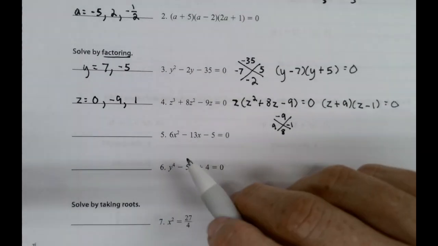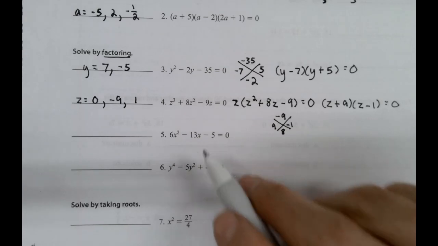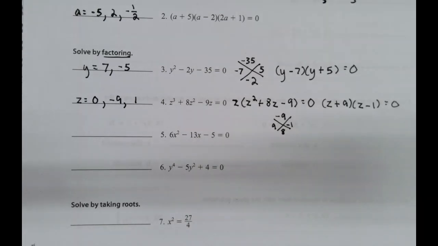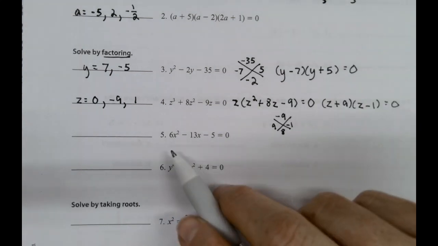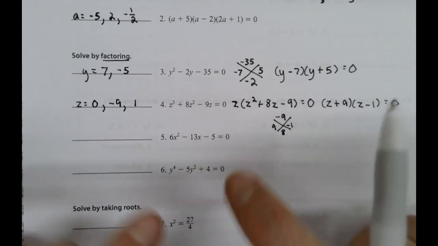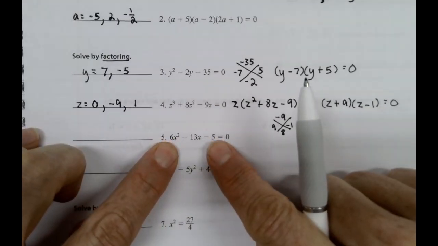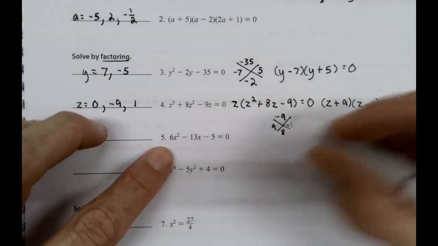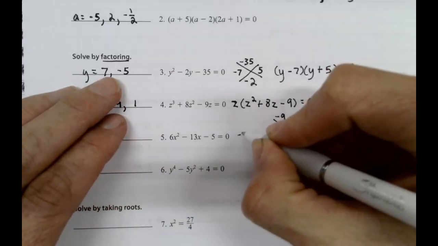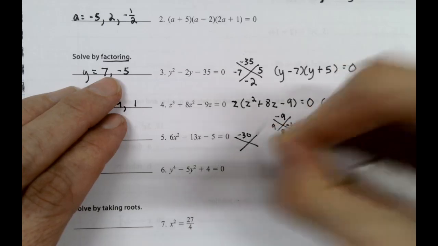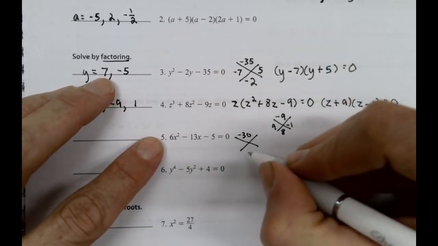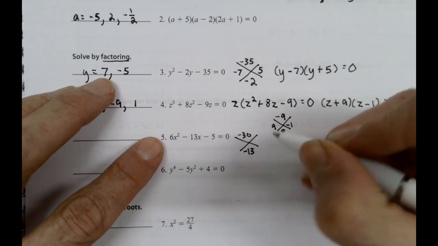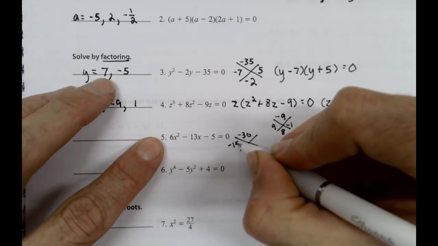Okay, when we get to 5, this is one of those situations where the leading coefficient is not 1. All right. So there's an extra step for number 5. I've got to start by multiplying 6 and negative 5. We haven't done this in a while, so this is good review here. 6 times negative 5 is a minus 30, right? And I need two numbers that when I add them give me minus 13, and that's going to be minus 15 and 2.